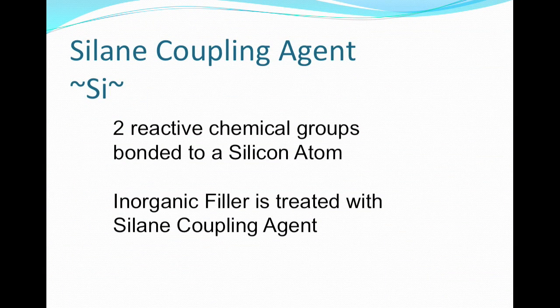Next thing is the silane coupling agent. Now, silane coupling agent is basically 2 reactive chemical groups bonded to a silicon atom, and this bonding facilitates a connection between filler and BIS-GMA, which would not otherwise happen. So in making a composite, the inorganic filler actually has to be treated with silane coupling agent to facilitate this bonding.